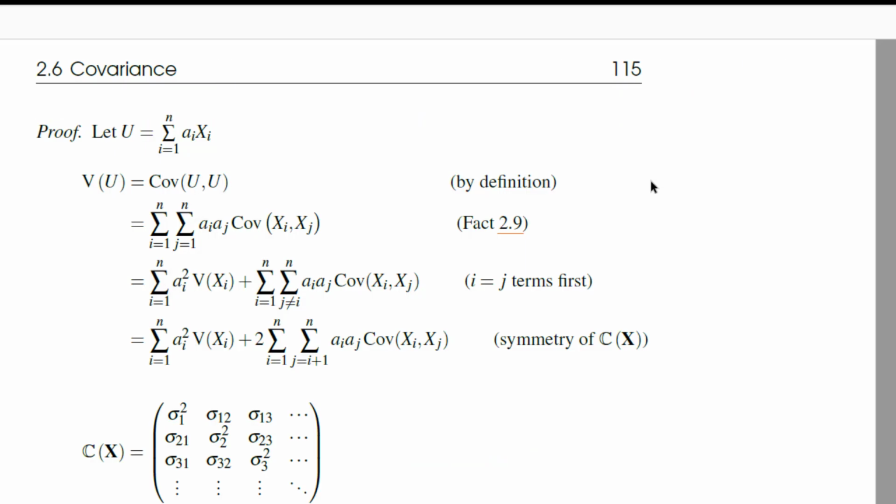Okay, and let me give an intuition of where this formula comes from. So we start with the definition of U, the sum of the xi's. For the variance of U, just the covariance of U and U, we apply the fact 2.9, so it's the formula for the covariance of U, which is just A transpose times the covariance matrix times A. Which in standard form is like this.